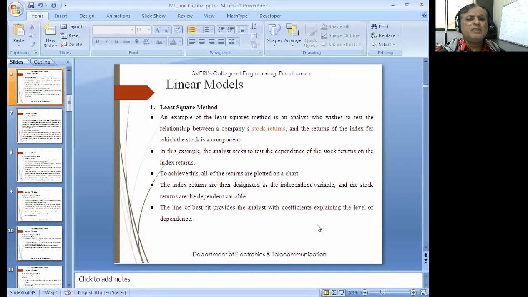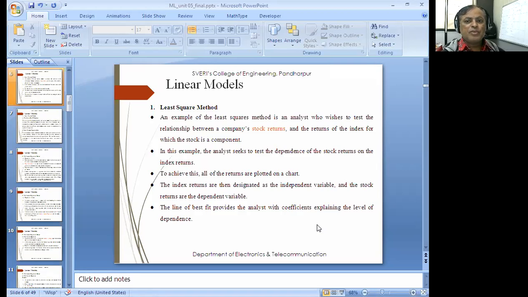An example of the least square method is an analyst who wishes to test the relationship between a company's stock return and the return of the index of which the stock is a component. Now that is the best example of how this linear model method, called the least square method, could be used by analysts. The analyst can use this least square method to find out the relationship between a company's stock return and the index return.